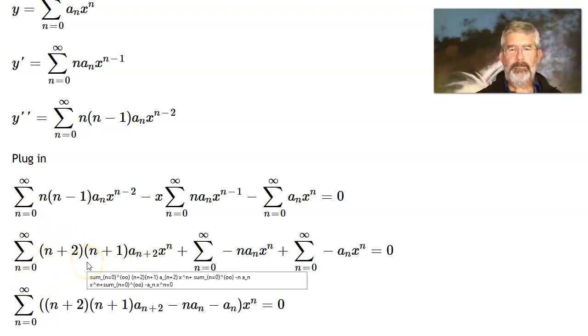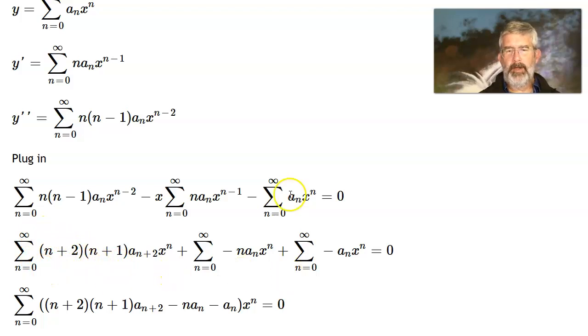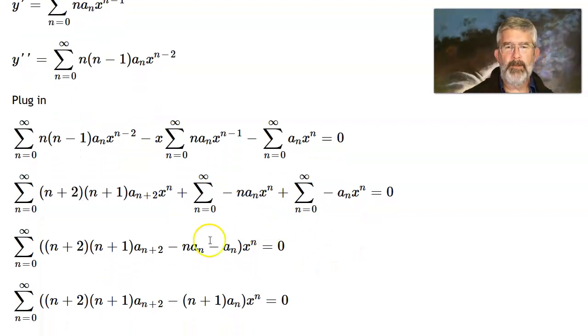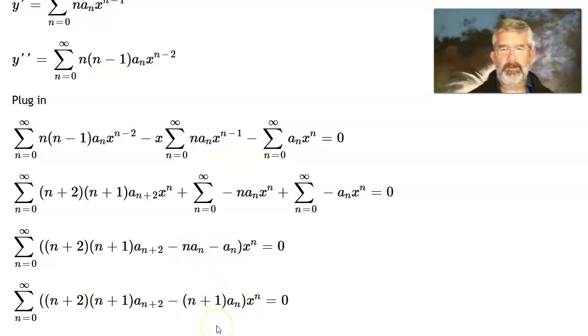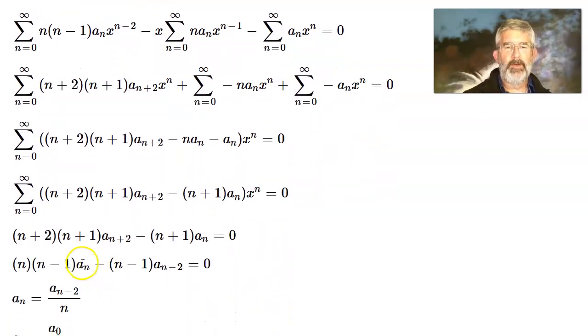Now I have the same starting and ending points on my sums. They're all in powers of x to the n, so I can combine them into a single sum, with this coefficient minus that coefficient minus that coefficient, and the n minus this and that get together to create that. And the only way that this power series is going to equal the constant 0 is if every one of these coefficients is equal to 0. So we set that equal to 0.